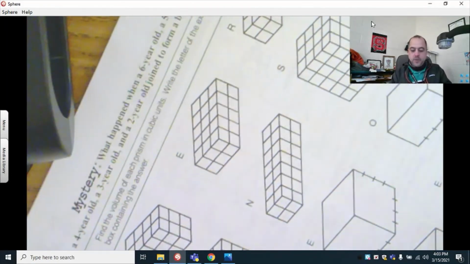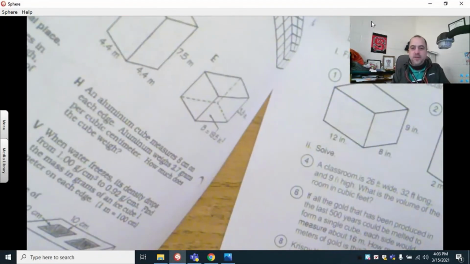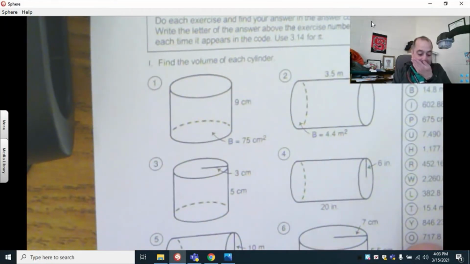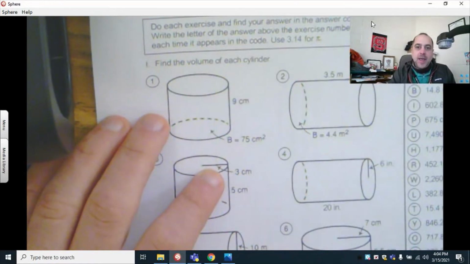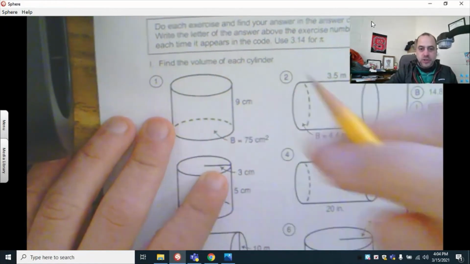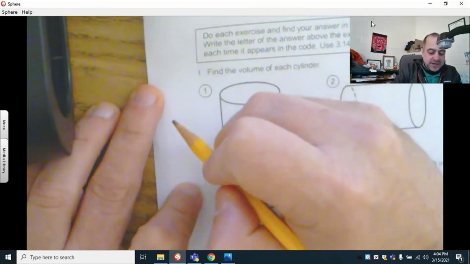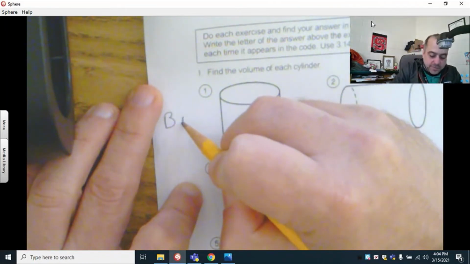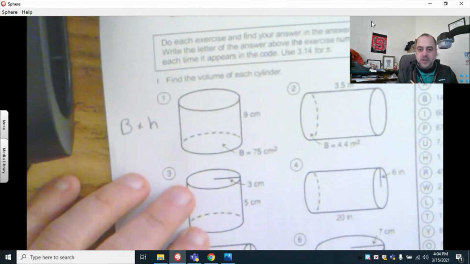All right, and the last shape we're going to talk about are cylinders. Okay, let me get to the end of our assignment. All right, let's look at these cylinders. All right. So to do the volume of a cylinder, here's what you're going to do. It's the same way kind of we did the last one. B, capital B, means area of the base, and then we're going to do times the height. That's it.